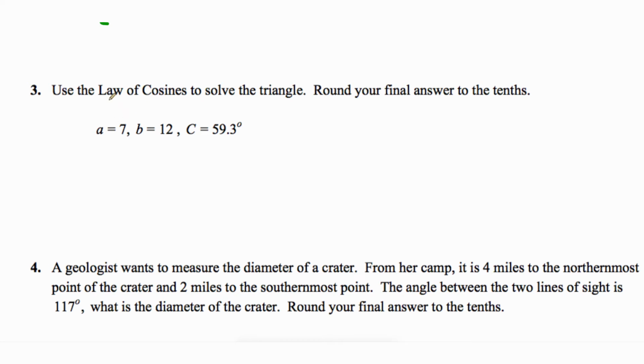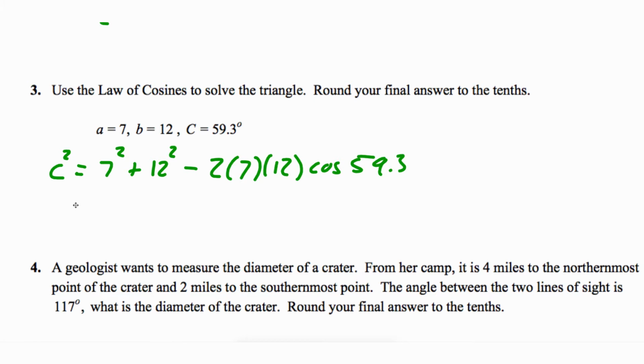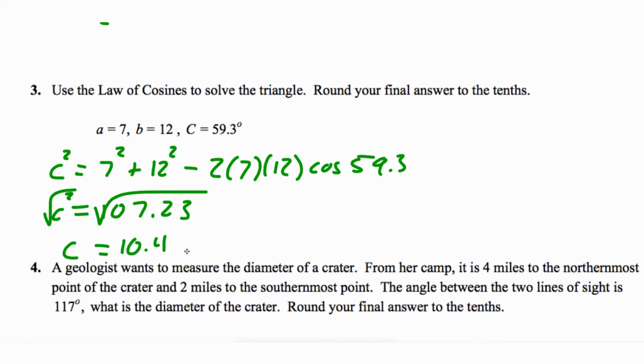For problem number 3, we're using the law of cosines to solve this triangle. Now we're given two sides and angle C. I think it's going to be easiest for us to find side C first. So in order to find side C, we're going to go C squared equals our A squared, so 7 squared, plus B squared minus 2 times A times B times the cosine of angle C. Now when we type all of this into our calculator, we get about 107.23, but we have to remember that's our C squared value, so our last step is to square root both sides, and when we do that, we end up with a C value of about 10.4.